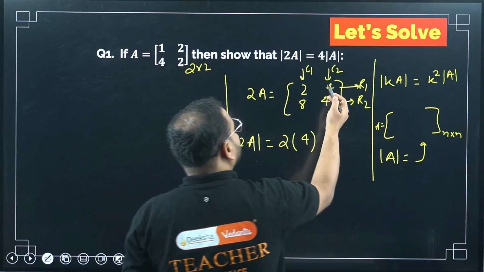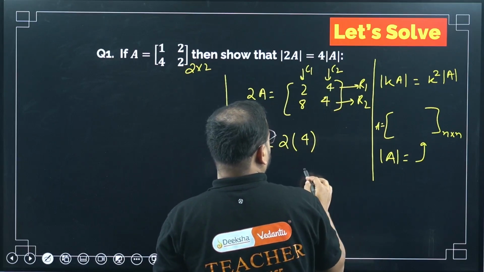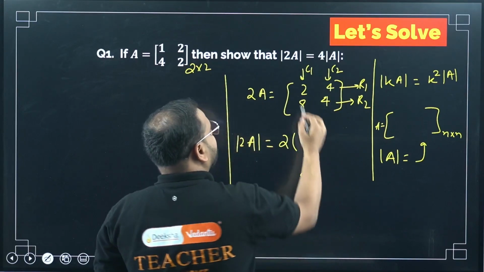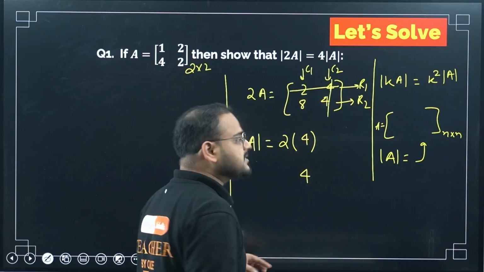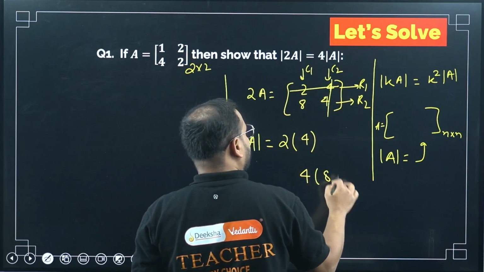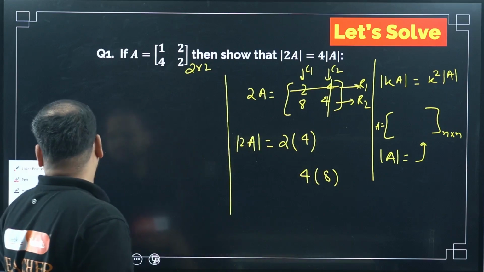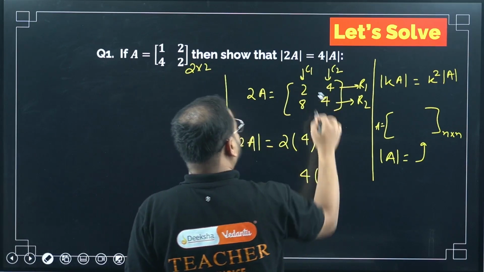Next element in row 1 is 4. So I'll write here 4. If I take 4, I'm going to cancel it like this. What is left here? Only 8. Excellent. Okay, so sir, is it all?